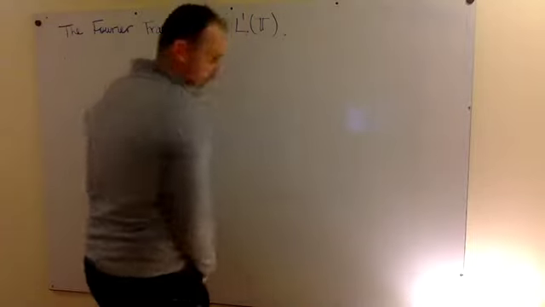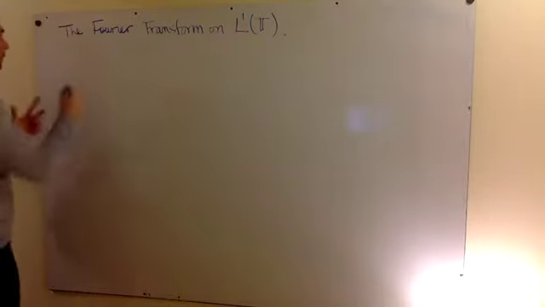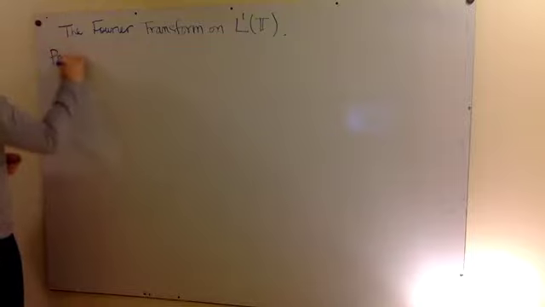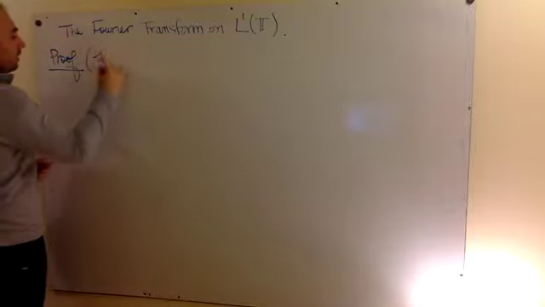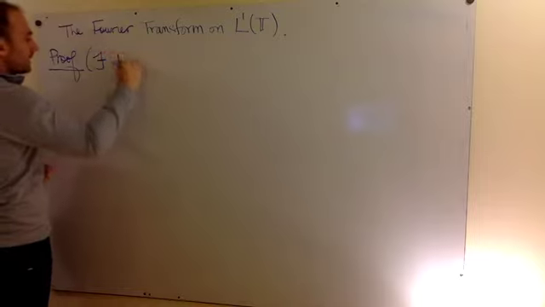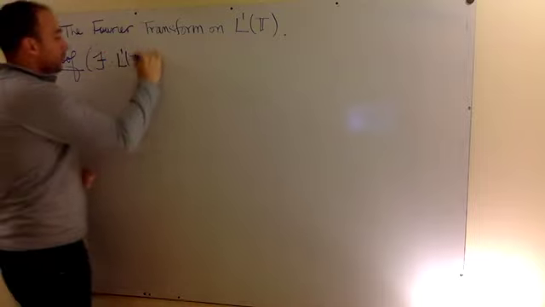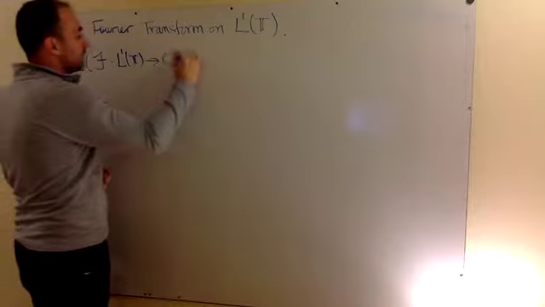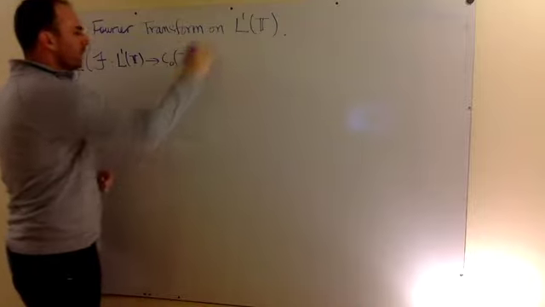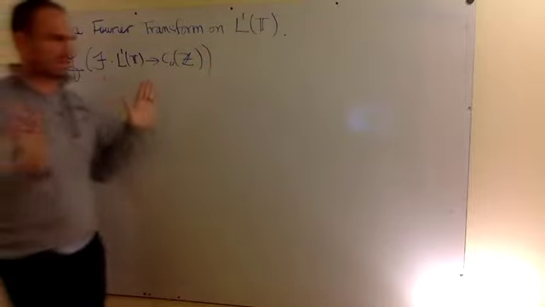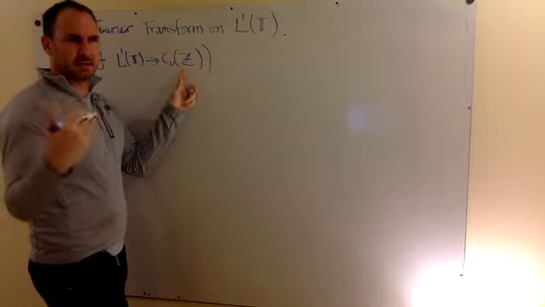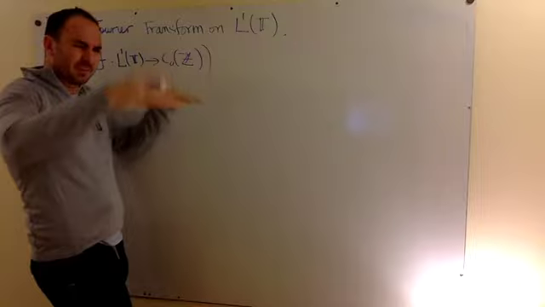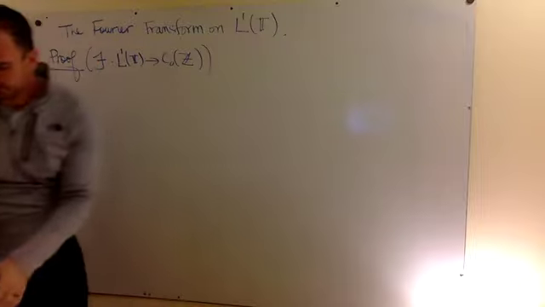So, let's prove that F takes L1 into little c0. In other words, if you just pull in the absolute values, you automatically get that it's living in the bounded sequences. Well, why is it, though, that it's going to 0?